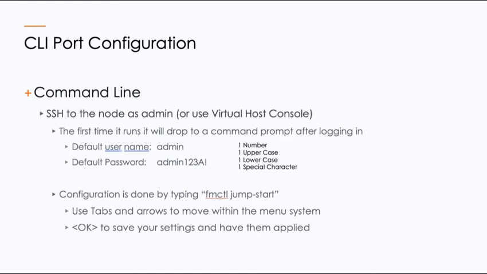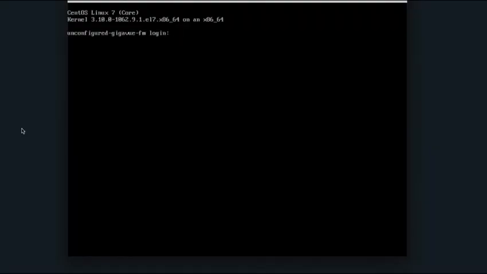Now, once we've done the password change, we're going to be dropped to the command prompt, and we'll type in fmctl jump-start. That'll bring up a menu system. To move around in the menu system, you'll use tabs and arrows, and at the very end, you'll tab down to OK. That'll save your settings and apply them, and then you can close the menu, and you're good to go. So let's go ahead and get started.